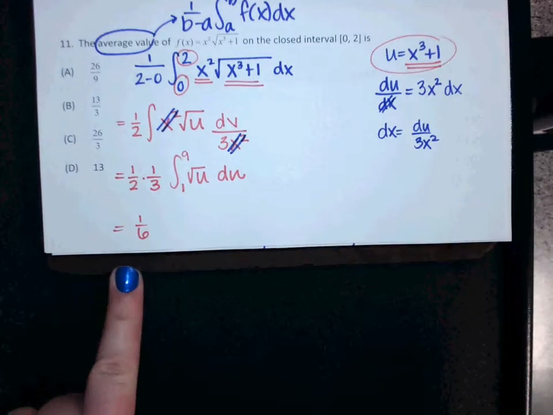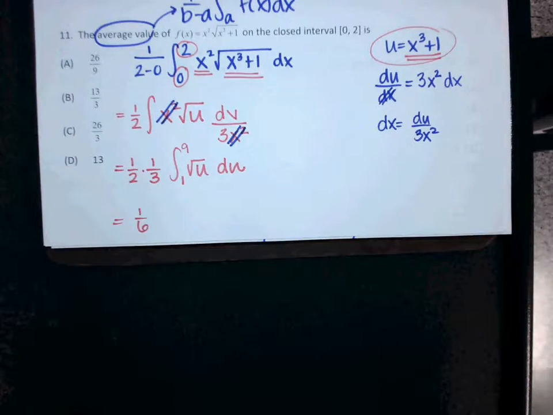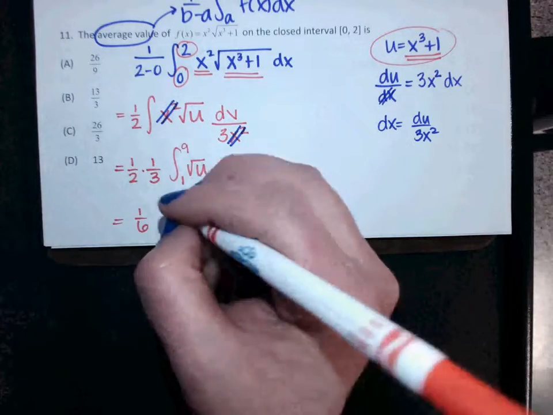Now, I'm going to rewrite my integral one more time before I do the antiderivative. So if it's square root u, that's really u to the what?